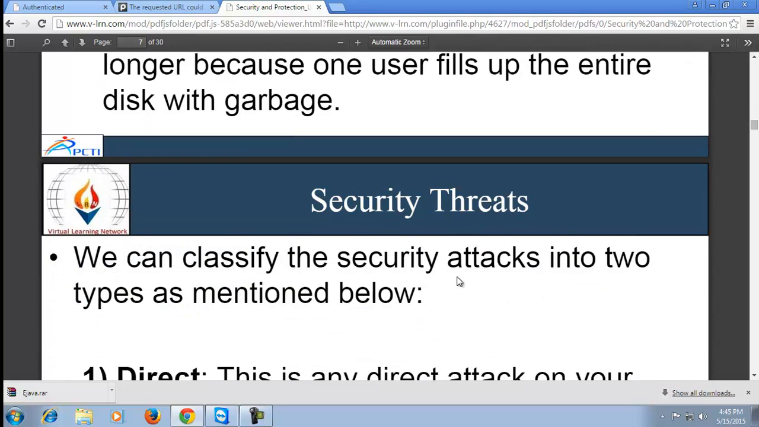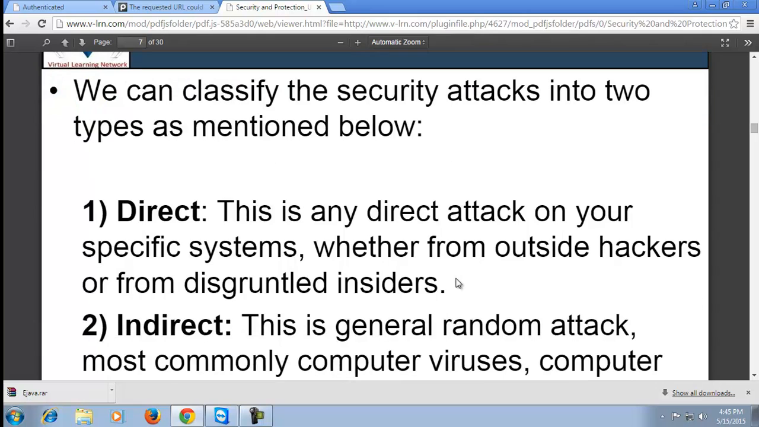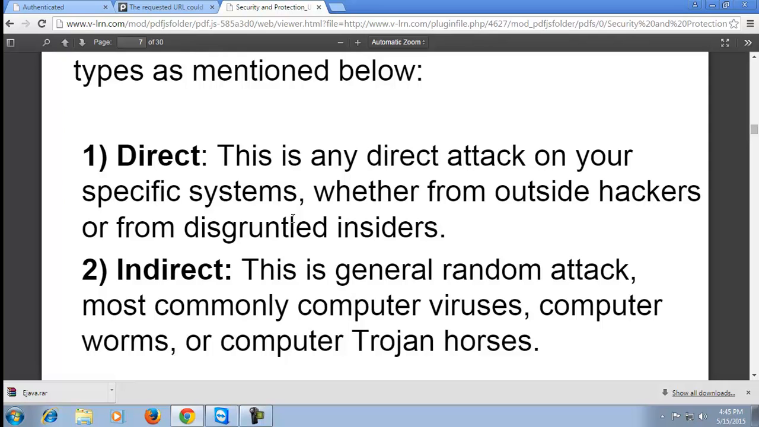Next is security threats. We can classify security threats into two types as mentioned below: direct and indirect. Direct threats are any direct attack on your specific system, whether from outside hackers or from disgruntled insiders, which are not permissible and not authorized, which directly attack your system and want to access the content stored in your system and destroy it.